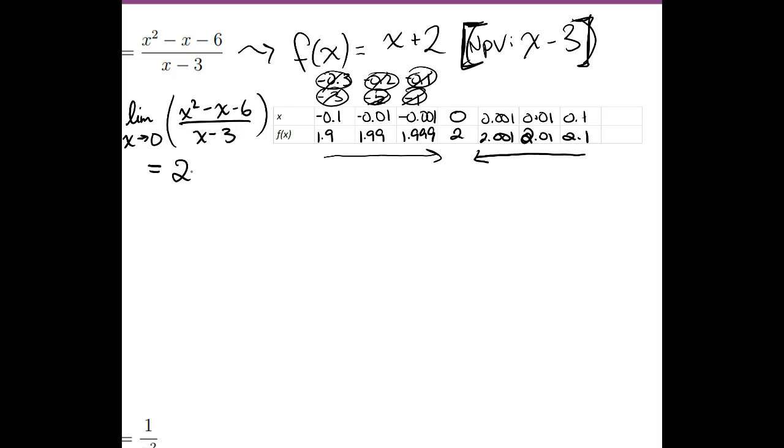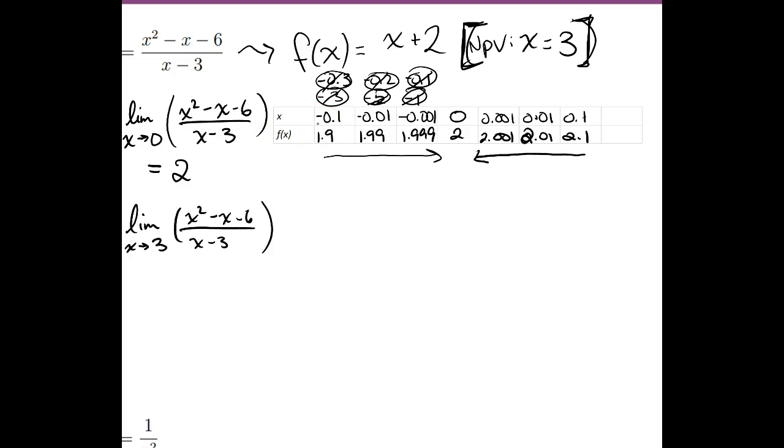Great. But what if I ask a different limit? What if I ask the limit as x approaches 3 for the same function, x squared minus x minus 6 over x minus 3. And as I'm looking at this, I'm like, I don't love this non-permissible value notation. My non-permissible value is at x equals 3.